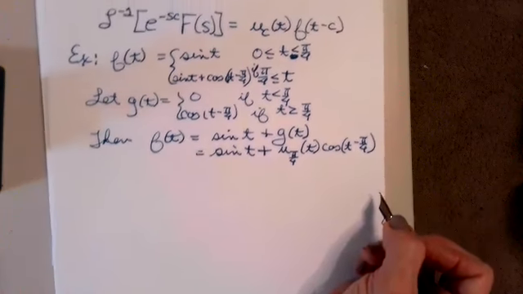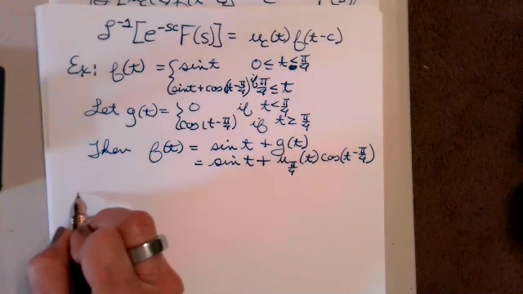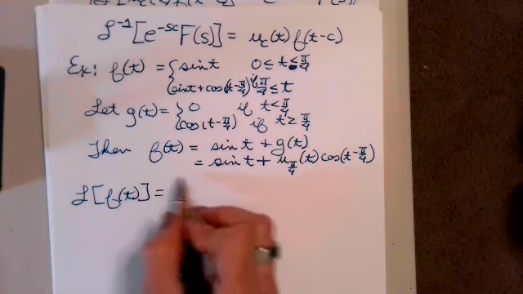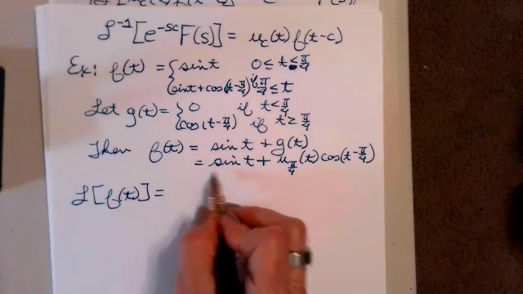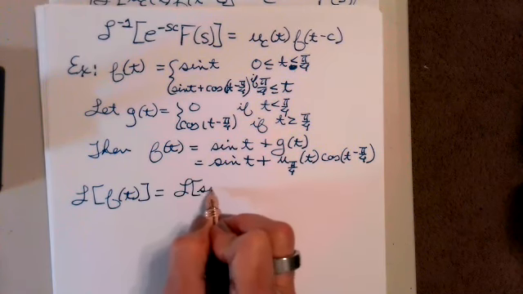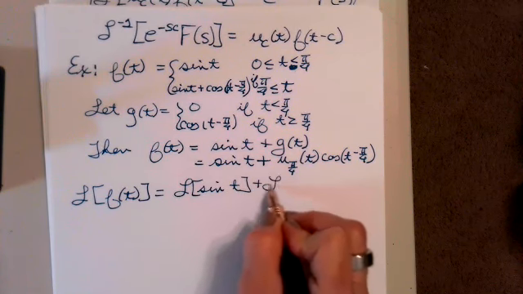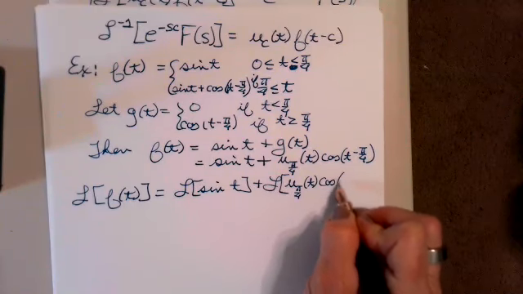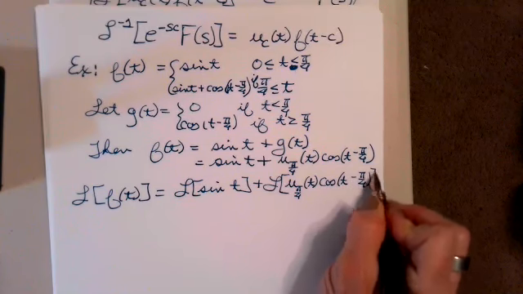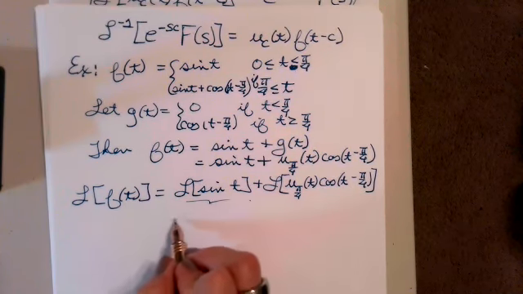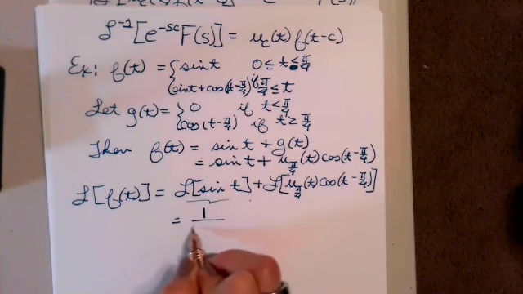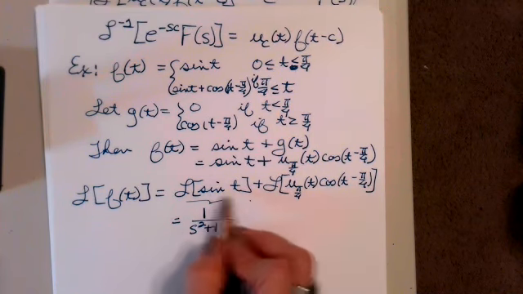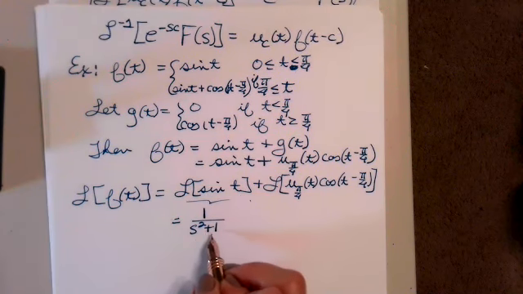Okay, so now we have that. So now let's try to compute. Now we have f written in a way where we can use the Laplace transform tables. Because now when you go to compute the Laplace transform of f, the Laplace transform is linear. So it's the Laplace transform of sine t plus the Laplace transform of the Heaviside function, u sub pi over 4 of t, times cosine of t minus pi over 4. When you look up sine t on the table, it will tell you that is 1 over s squared plus 1. So that's from the table of Laplace transforms.